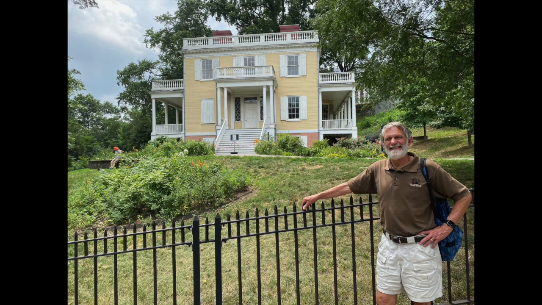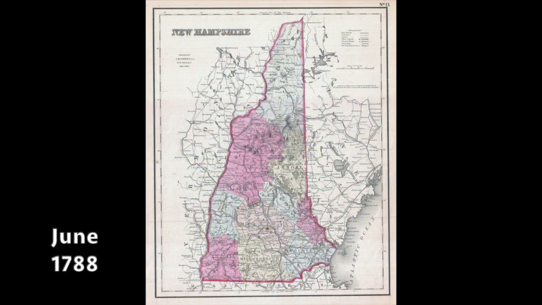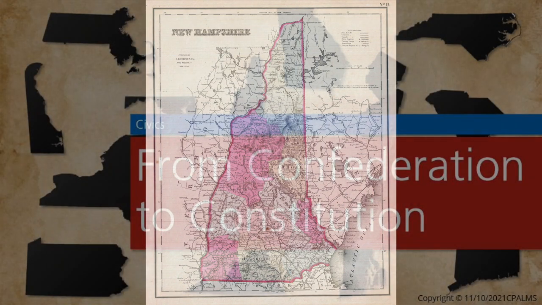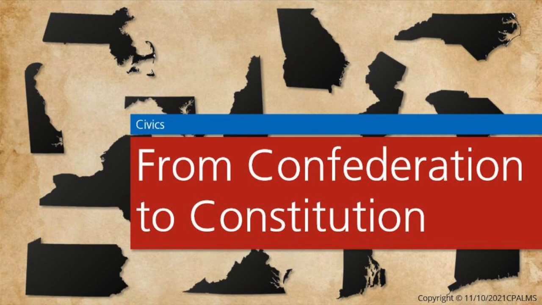Now here I am, Dorothy and I were at Alexander Hamilton's house in the northern part of Manhattan, and Hamilton really worked hard to make sure New York State was for the Constitution. So in June of 1788, New Hampshire ratified. So now there were 9 states. It was official, but Virginia and New York hadn't voted yet.